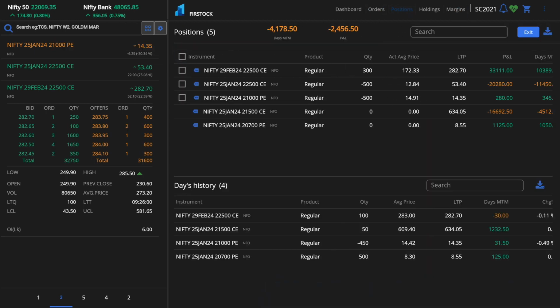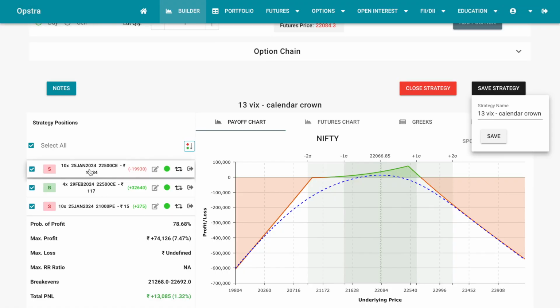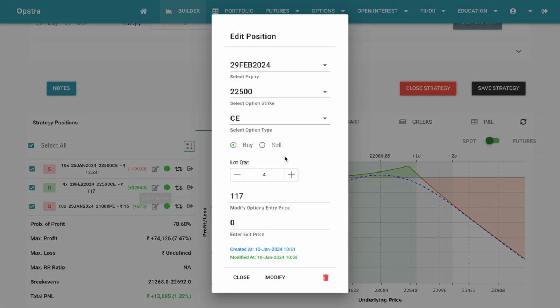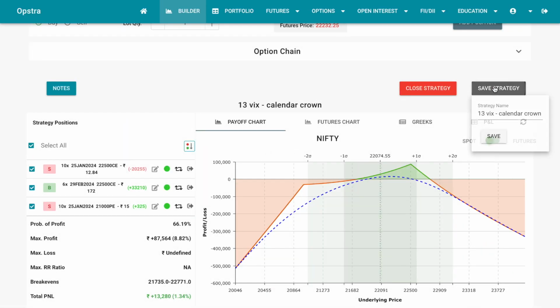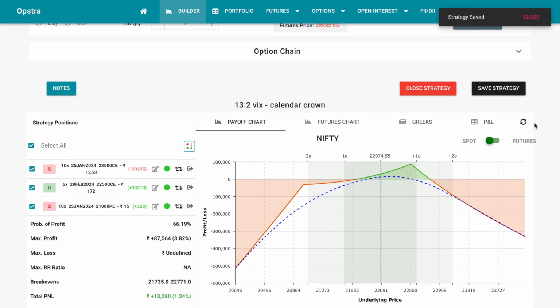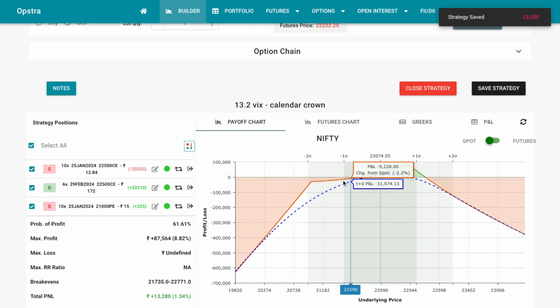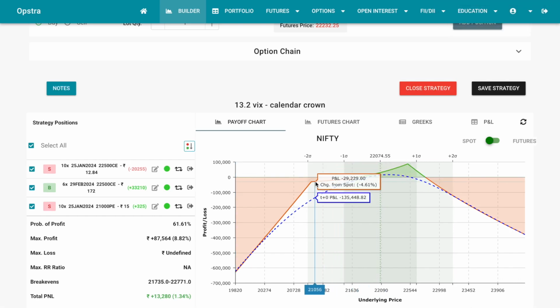So it is 172, 300 quantity. If we come over here, 6 lots. Suddenly this has become 172. Modify. Here's the strategy. Our VIX is quite higher now. Okay, now what we have to do, we don't have to worry much about the lower side.